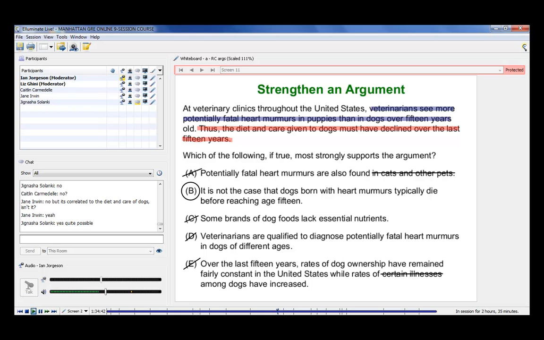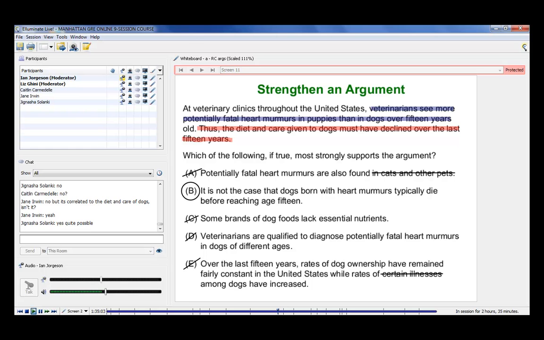A lot of times a strengthen answer on the GRE is not going to directly strengthen the argument. It's going to protect the argument against an obvious weakness. That's what B is doing. It's not strengthening it so much as showing why a way of weakening the argument is incorrect.